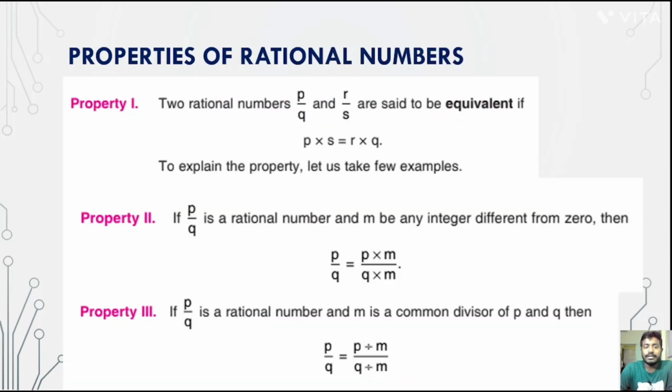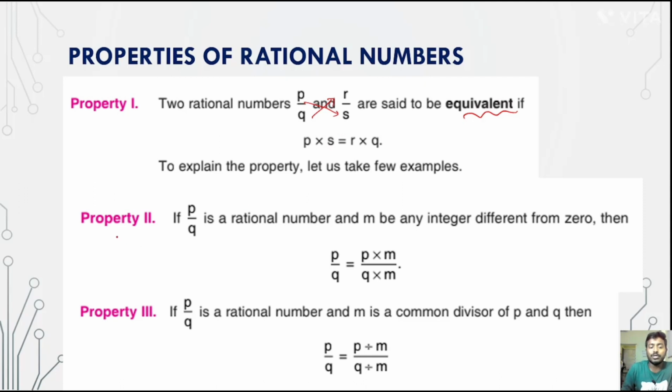Next concept: properties of rational numbers. First property: two rational numbers p by q and r by s are said to be equivalent, that is equal, if p into s is equal to q into r.